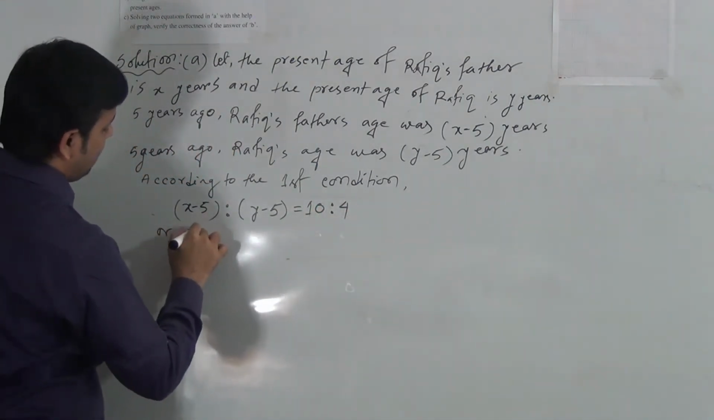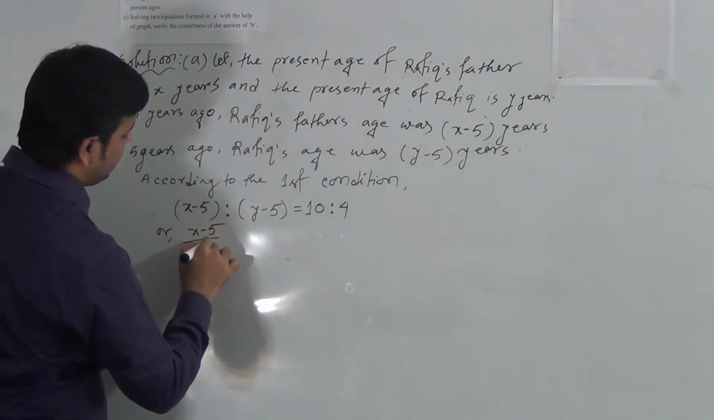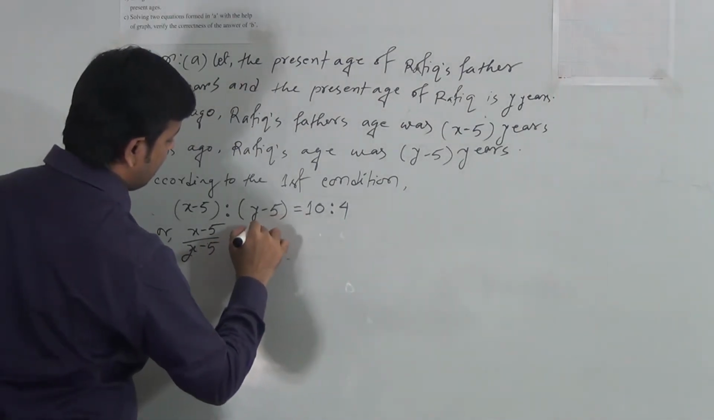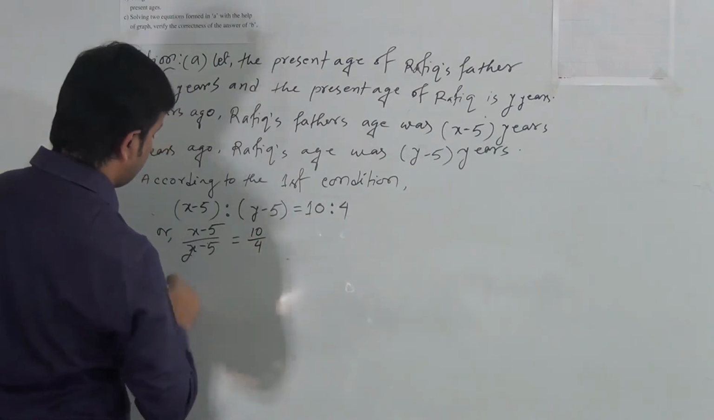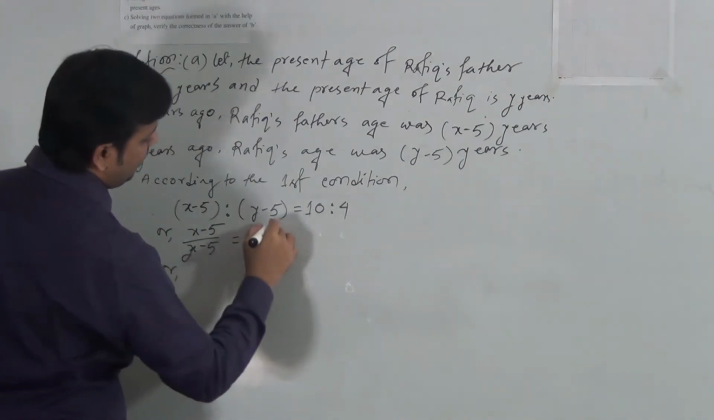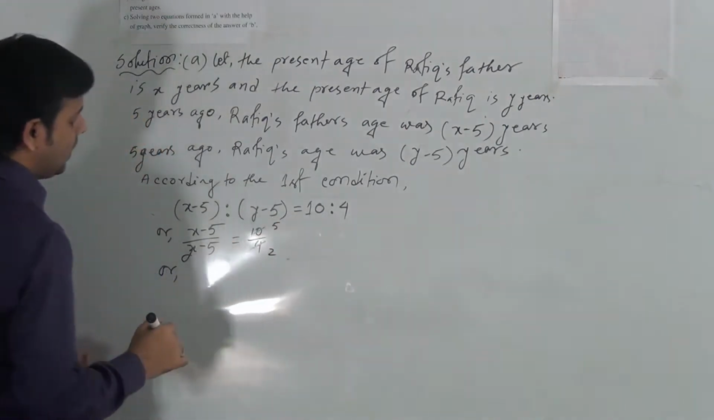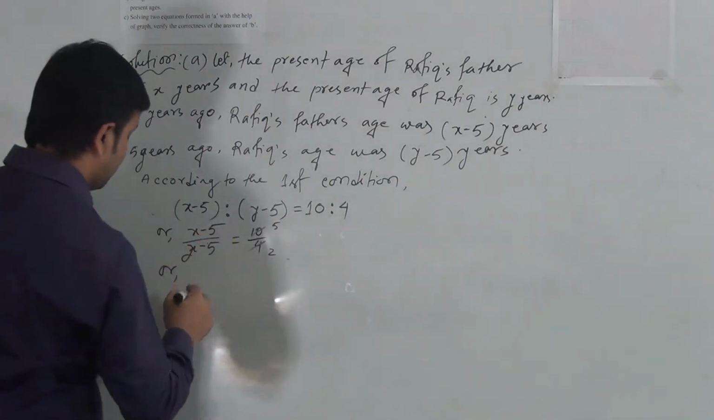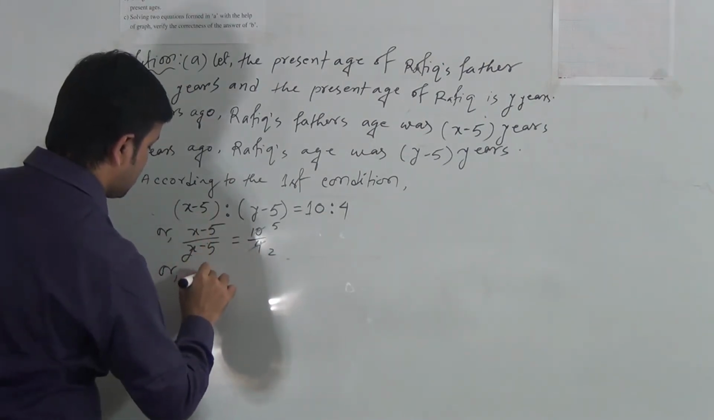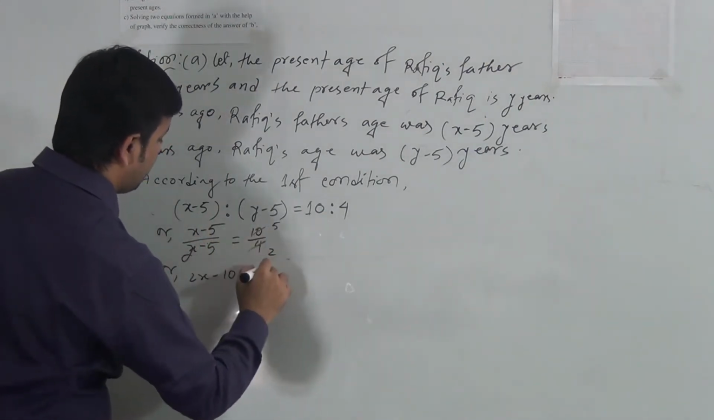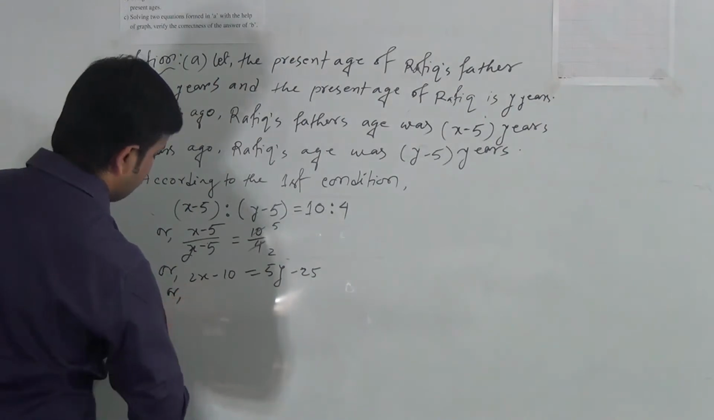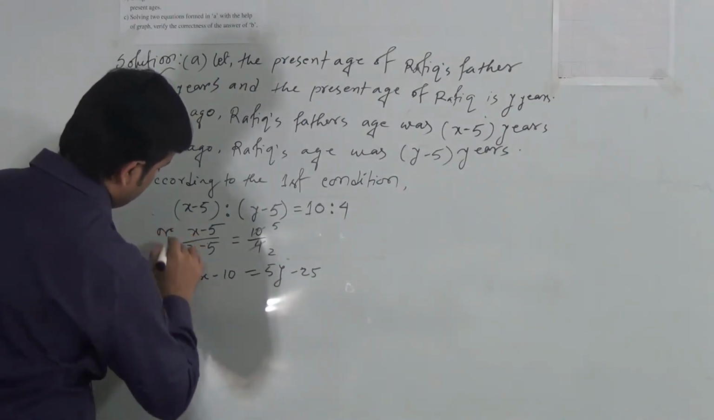Now we can write this ratio in this way: X minus 5 by Y minus 5 equal to 10/4, or if we cut this, we will get 5/2, dividing numerator and denominator both by 2. So if we do the cross multiplication, we will get 2x minus 10 is equal to 5y minus 25.